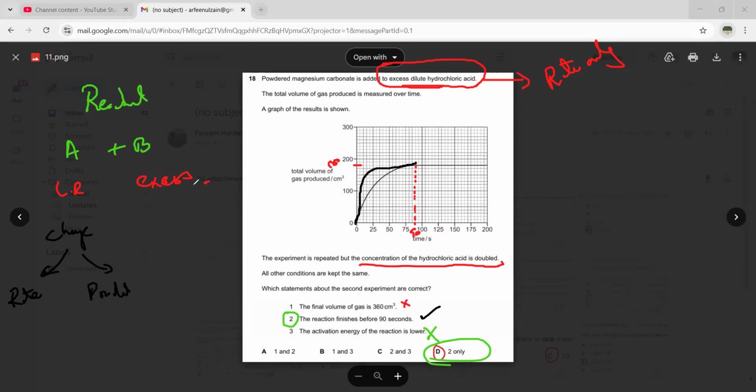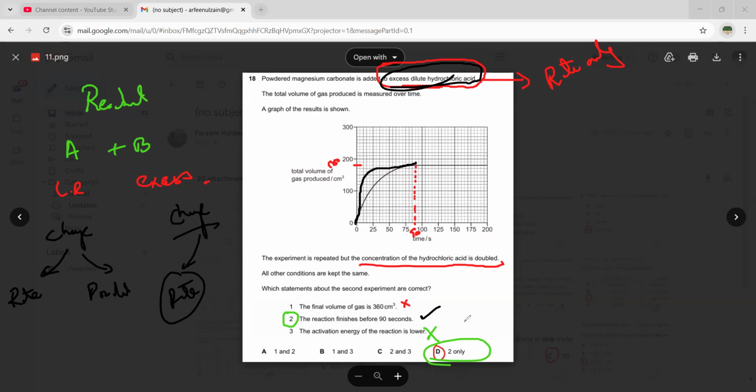Temperature does not affect the activation energy. If we increase an excess reagent, what will happen? It will only affect the rate, but it won't affect the amount of product. So in the question, the hydrochloric acid is an excess reagent, so it will only affect the rate. If you use a high concentration, the reaction occurs at a higher rate.